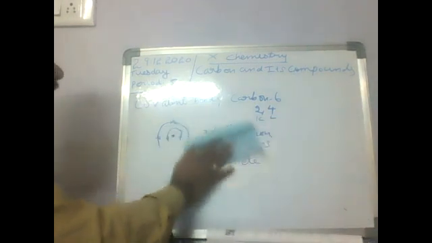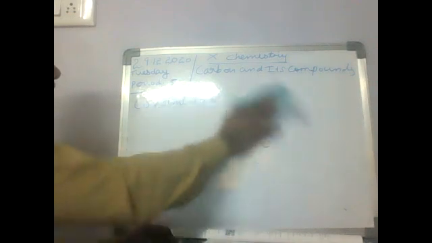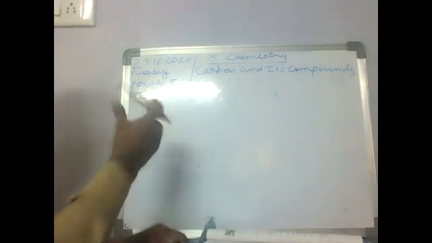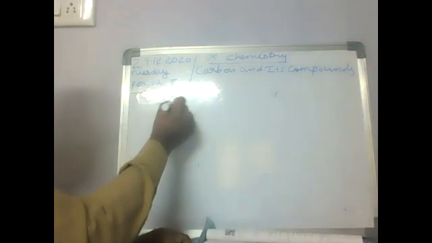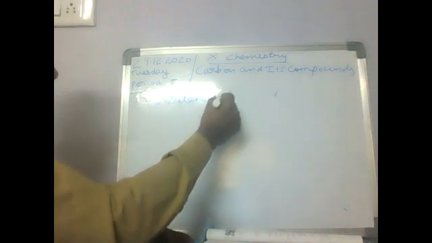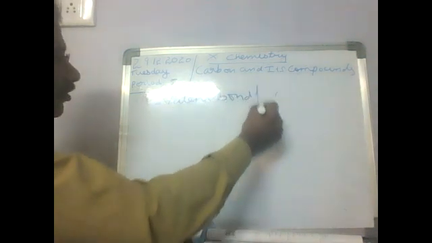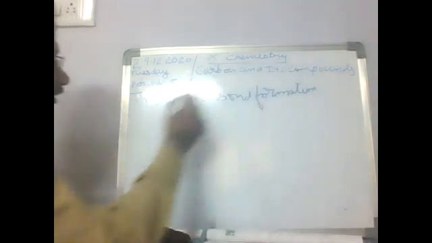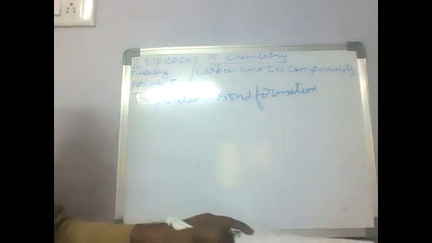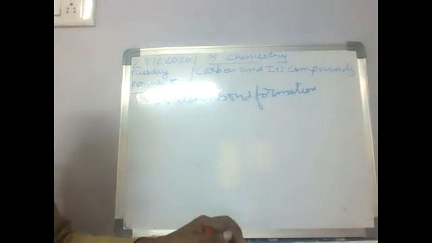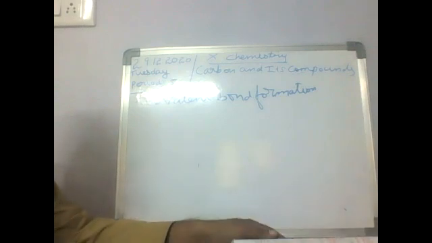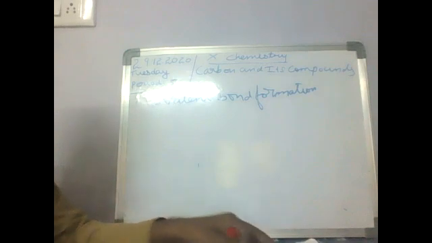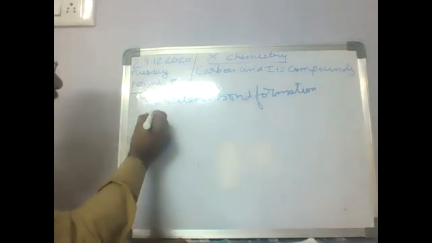One example I can give is water, a covalent bond formation with single bonds. What is the molecular form of water? Can anybody say? The molecular form of water is H2O.